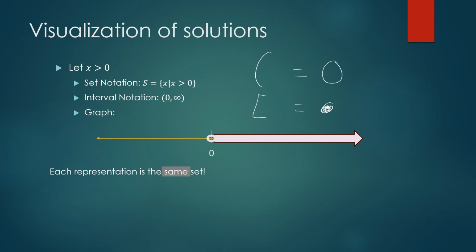But the important thing is that for each representation, it's the same set. The set S is the same numbers as the interval notation, and it's the same numbers as the graph, which means we can use each type of visualization for the same solution set.